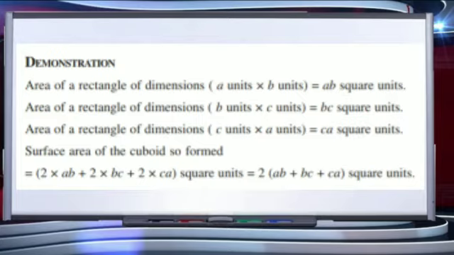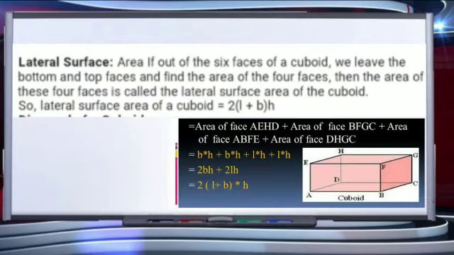The total surface area of a cuboid is the sum of all the 6 faces of the cuboid, which is equal to 2 multiplied by AB plus 2 multiplied by BC plus 2 multiplied by CA, which is equal to 2 into (AB plus BC plus CA) square units. Here A, B and C are the length, breadth and height of the cuboid.